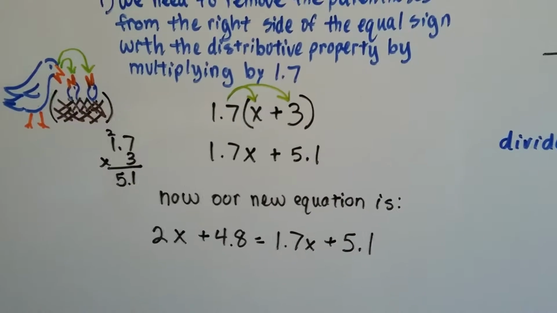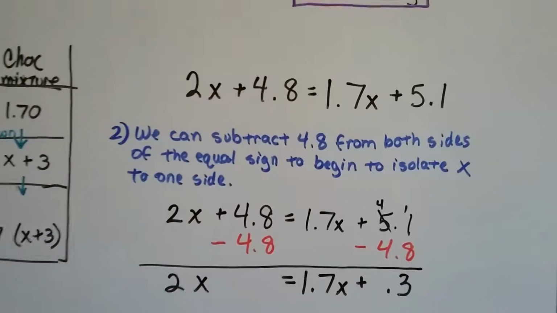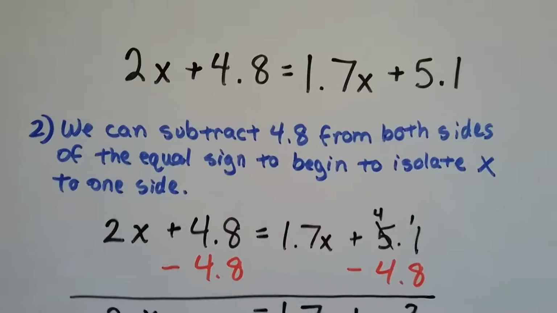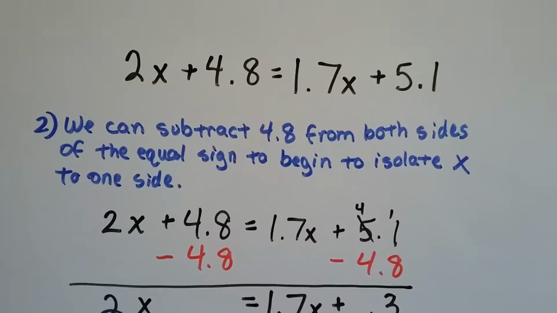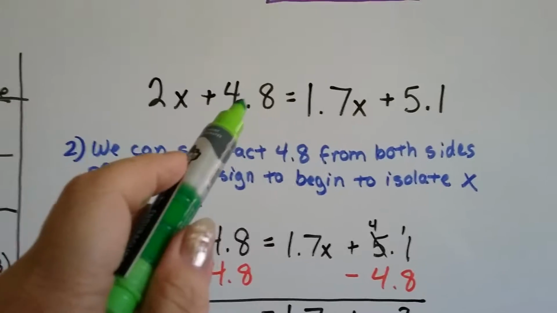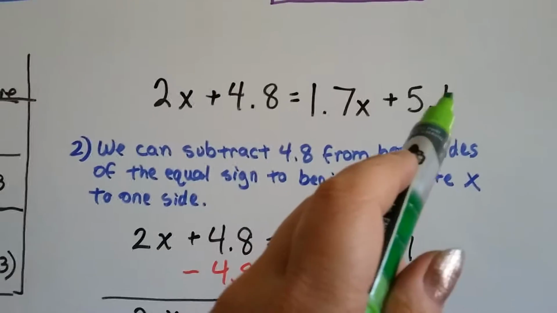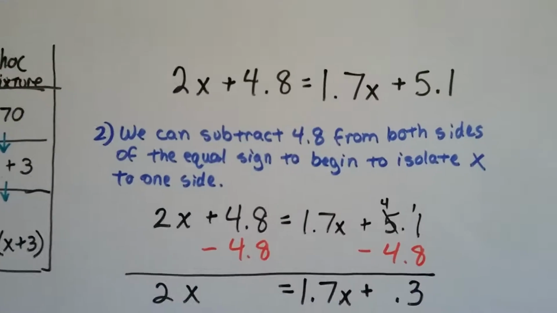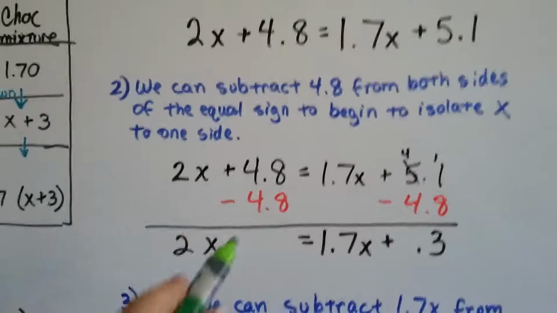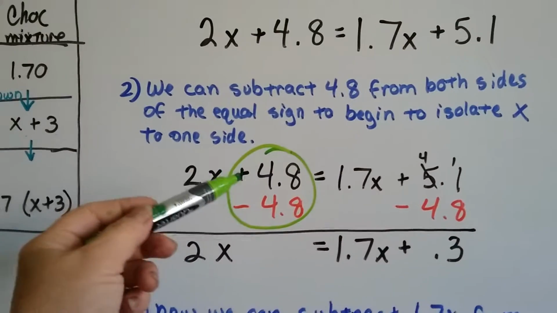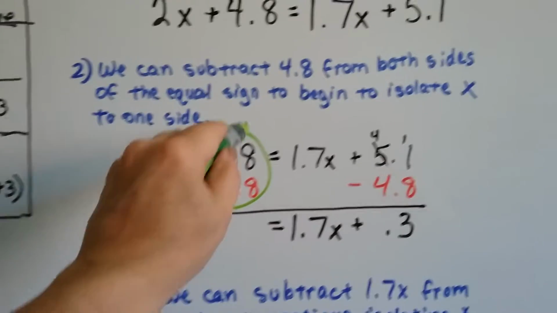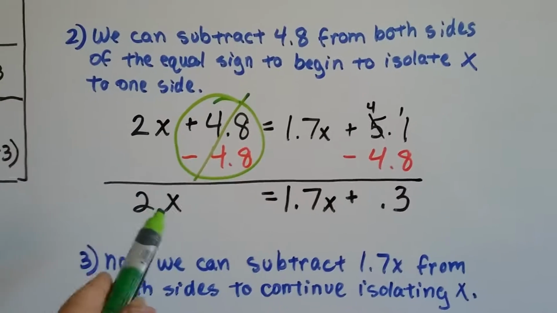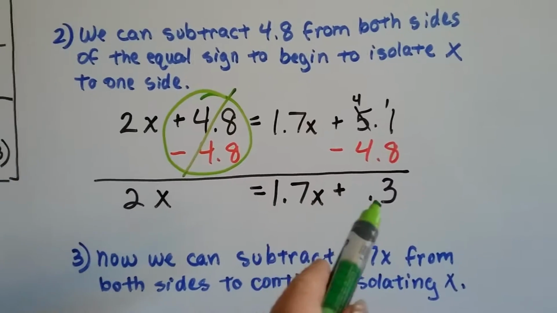Now we need to do the second step. Here's our equation: 2x plus 4.8 equals 1.7x plus 5.1. We can subtract 4.8 from both sides of the equal sign to begin to isolate x to one side. I like to take the smaller one away from the bigger one. It's easier than going into the negatives, which you can do, but that's all right. So we're going to take 4.8 away from both sides. 4.8 take away 4.8 creates a 0 pair. If you have 4.8 and you take 4.8 away, you've got none. So now that's gone. 5.1 minus 4.8 comes out to 0.3. So now our new equation is 2x equals 1.7x plus 0.3.